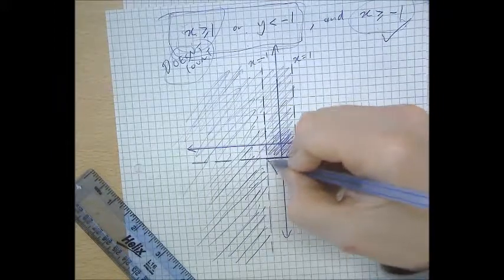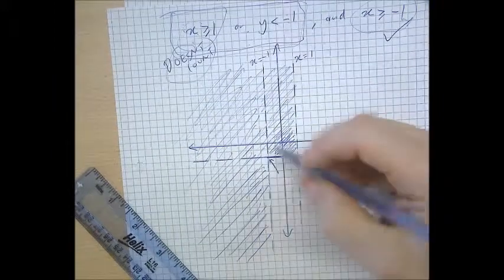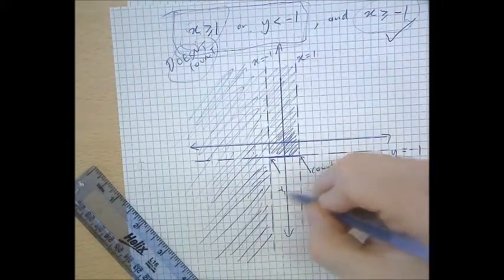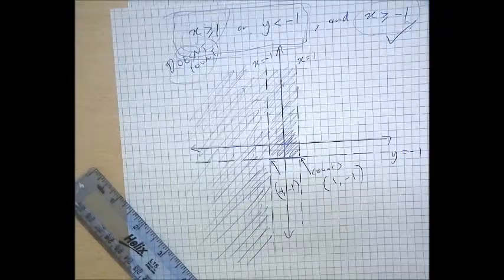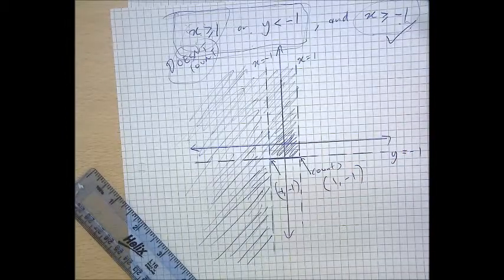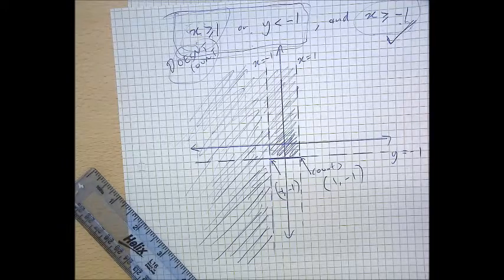What about this guy? What is it? That is 1 to the left and 1 down. Does it pass that? Yes, it does. And does it pass at least one of those? No, it doesn't.